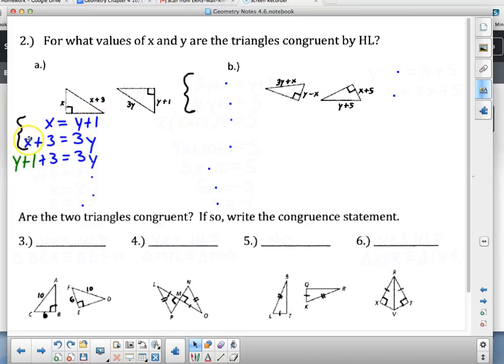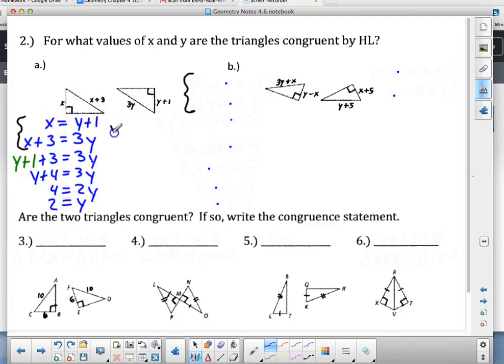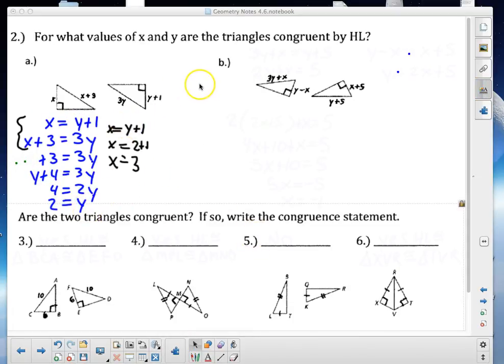I've got y plus 1 because it goes in for x right here. This allows me to solve for y. So I'm going to combine like terms on the left, and now I'm going to get the y's together over here and subtract y on each side and divide by 2. And I find out that y is 2. Now, I can go back in and find out what x is. If y is 2, then remember this relationship here: x is equal to y plus 1. Now I know that y is 2, so x is equal to 2 plus 1. Because I substitute my y, x is 3. So my values here in 2a are y is 2 and x is 3. Keep in mind that we're using systems of equations and substitution.